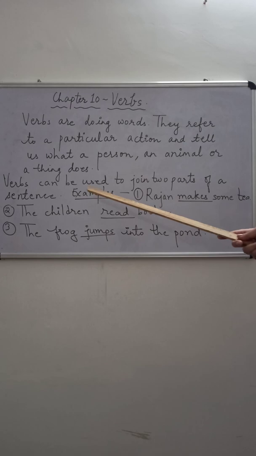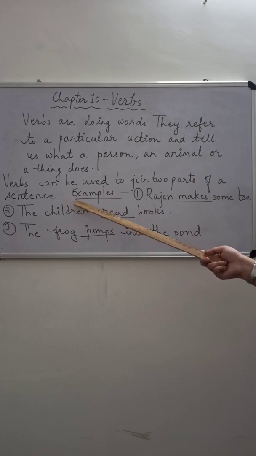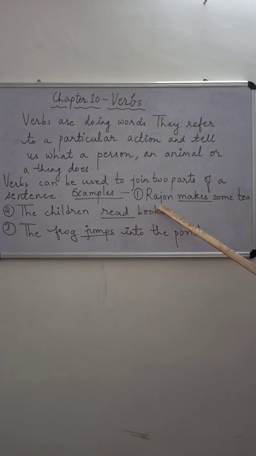Okay? Now verbs can also be used to join two parts of a sentence. It will be clear from the examples. See example number 1. Rajan makes some tea. Now here Rajan is doing some action. What action is he doing? He is making tea. So this makes will be a verb because it shows action. And you can also see that Rajan and some tea, both these parts of a sentence are joined by the verb makes. So verbs can be used to join two parts of a sentence.